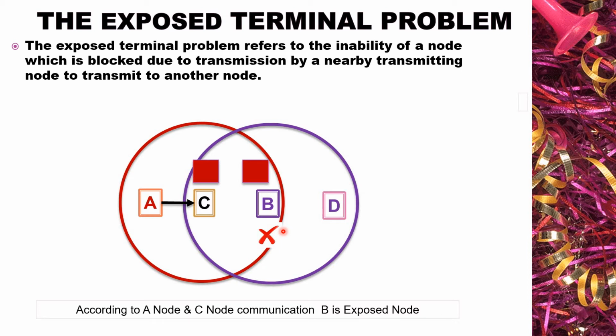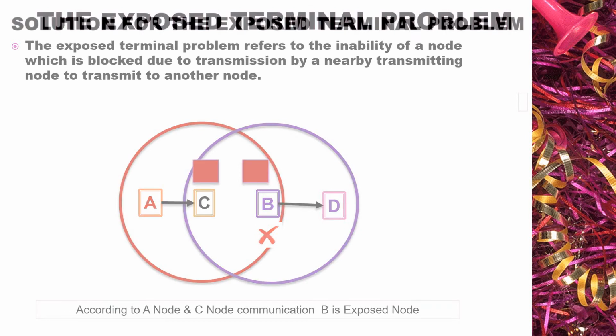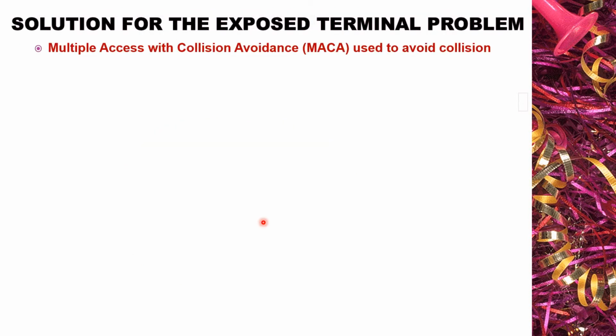Actually, in this scenario, B can communicate to D. There is no problem, because D is in another coverage area. But B is exposed because of the A and C communication. So this particular problem is called the exposed terminal problem. According to the A and C communication, B is exposed. This problem is eliminated by using the multiple access with collision avoidance protocol.